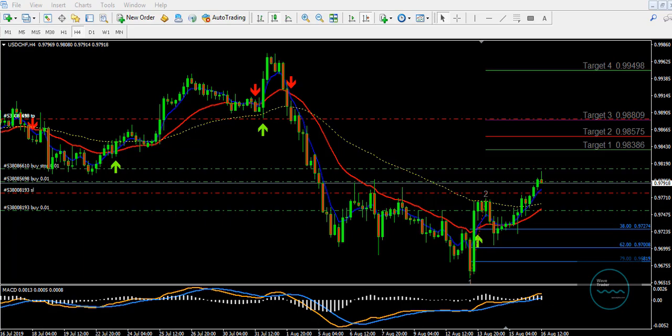Two trades on two different currency pairs, the UsdChf and UsdJpy. They are both bullish trades, and I want to walk you through my thought processes and why I took them.